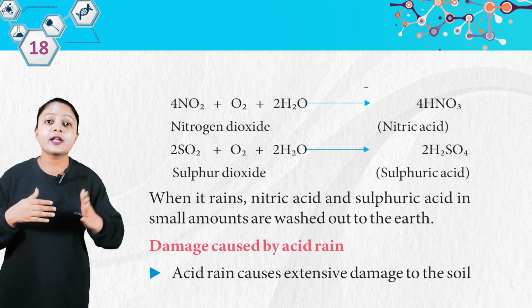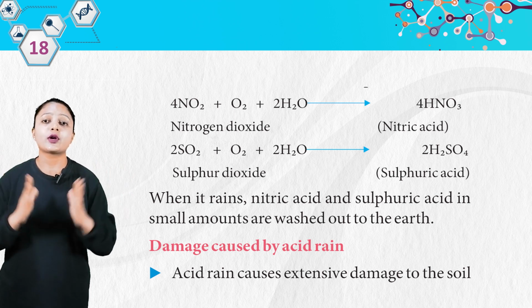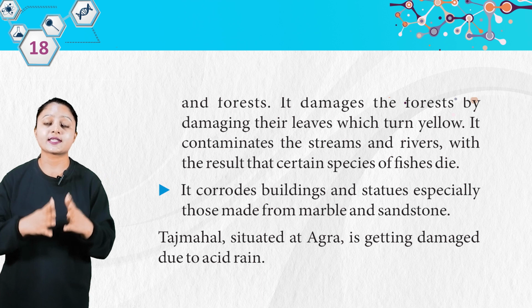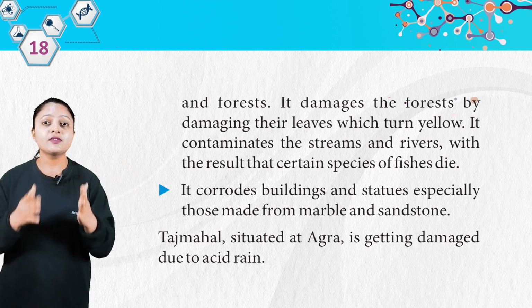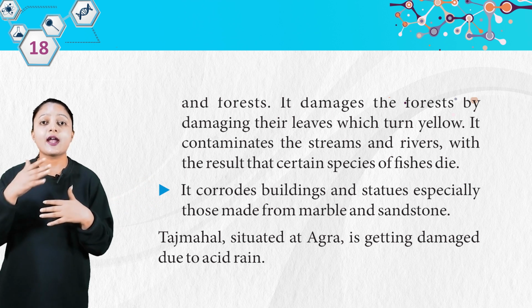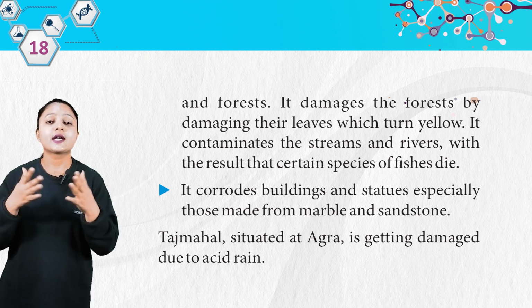Damage caused by acid rain. Number 1. Acid rain causes extensive damage to the soil and forest. It damages the forest by damaging their leaves, which turn yellow. It contaminates the streams and rivers, with the result that certain species of fishes die.